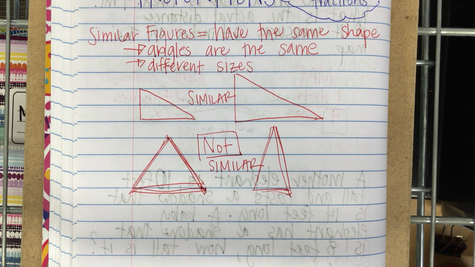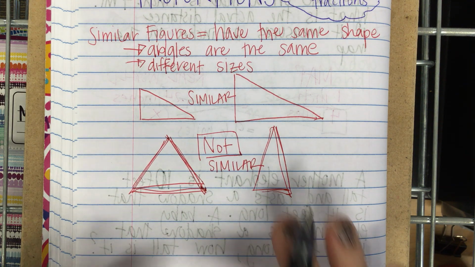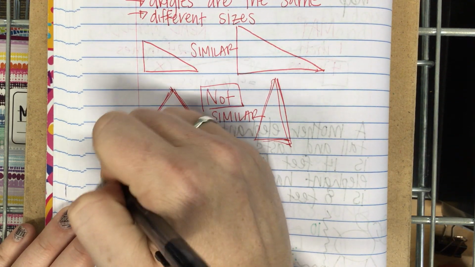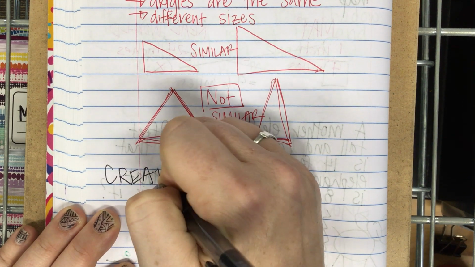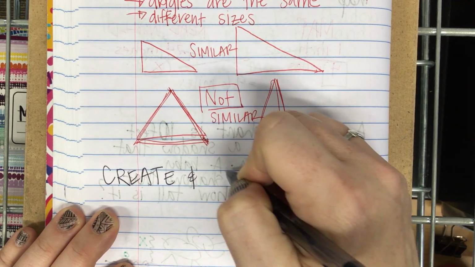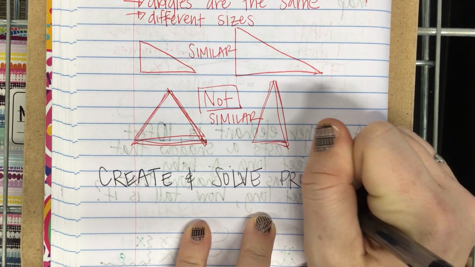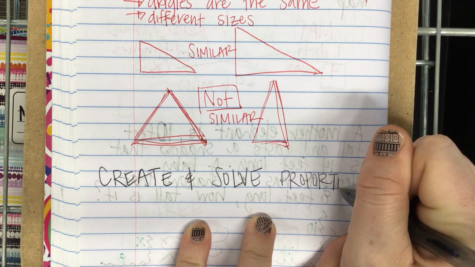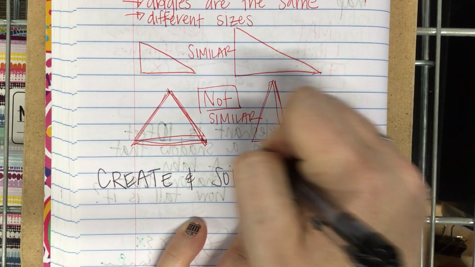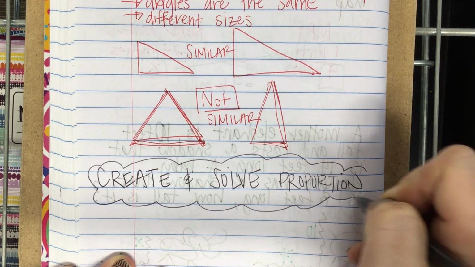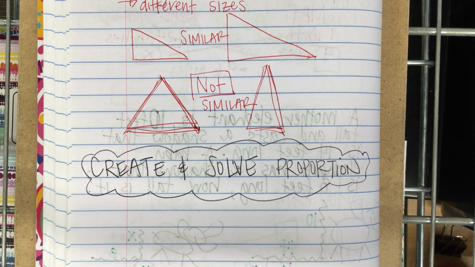So you have to first determine, are they similar? Most of the time they're going to be. And if they are similar, you can create and solve a proportion.